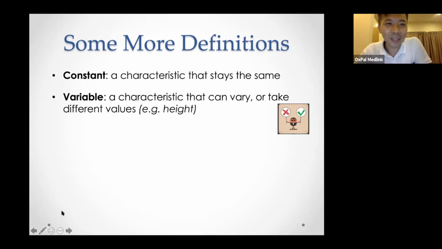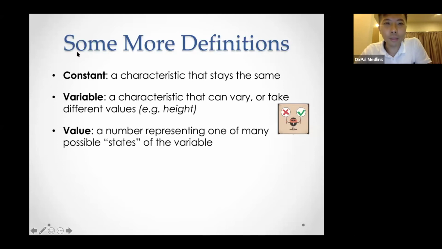All right, great. Thank you very much. It's a simple question. Yes, indeed, the definitions are true. A constant is a characteristic that stays the same. And a statistical variable is a characteristic that can change.